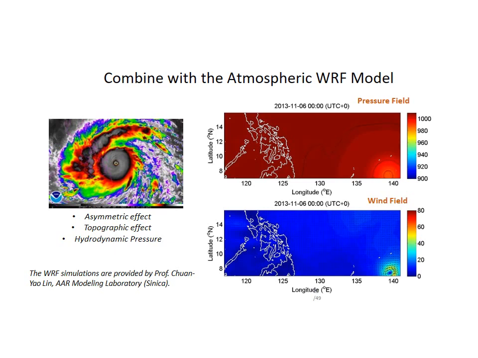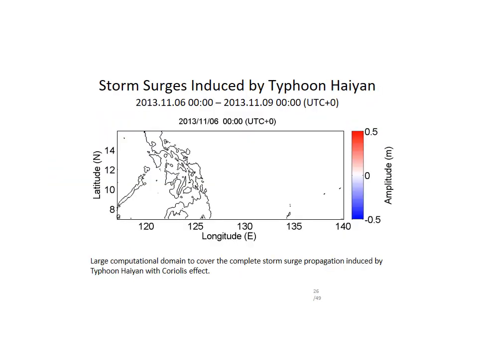From these snapshots of the storm surge in the Philippines, we can see more clearly the typhoon before making landfall in the Philippines, when it was passing through the Philippines, and the different storm surge phenomena inside the Philippines.